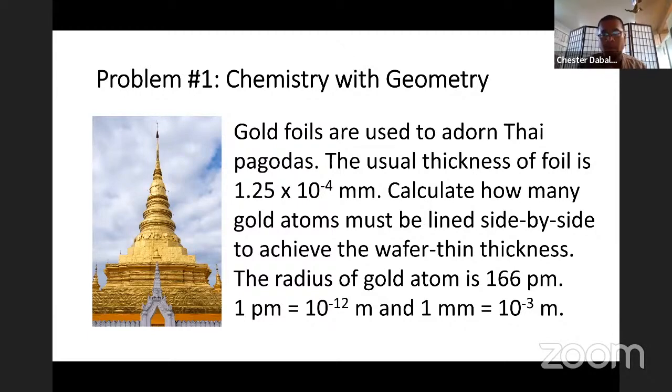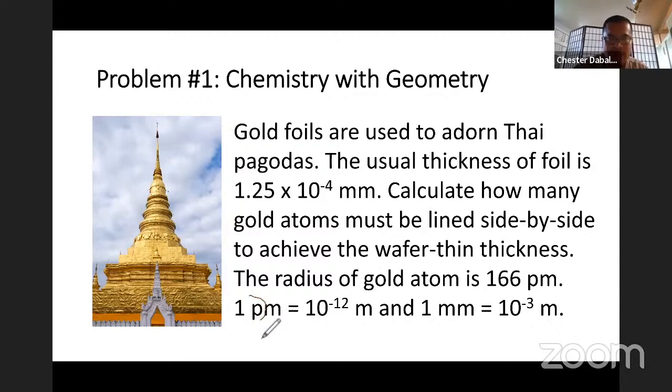Okay. Tapos, after the problem, nakikita ninyo yung unit conversion dito. 1 picometer is equivalent to 1 times 10 to the negative 12 meters. And 1 mm or millimeter is equivalent to 1 times 10 to the negative 3 meters. Okay, so before I go further, gusto kong ipaliwanag tong conversion factor dito, okay?